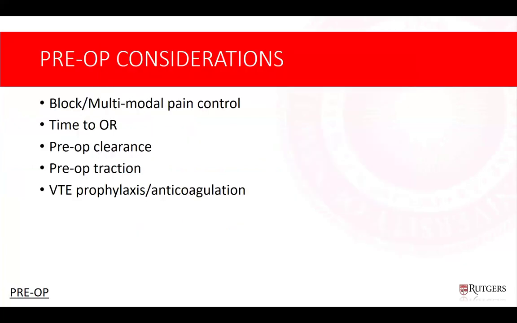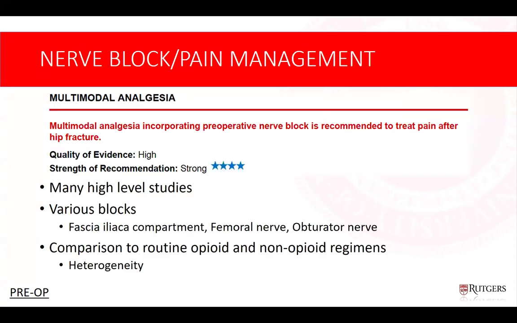So we'll start talking about the preoperative considerations. We'll talk about multimodal pain control, time to OR, pre-op clearance, traction, and VTE prophylaxis. So the first topic is nerve block and pain management. This is a high level of evidence and a strong recommendation for using multimodal pain control as well as a preoperative nerve block.